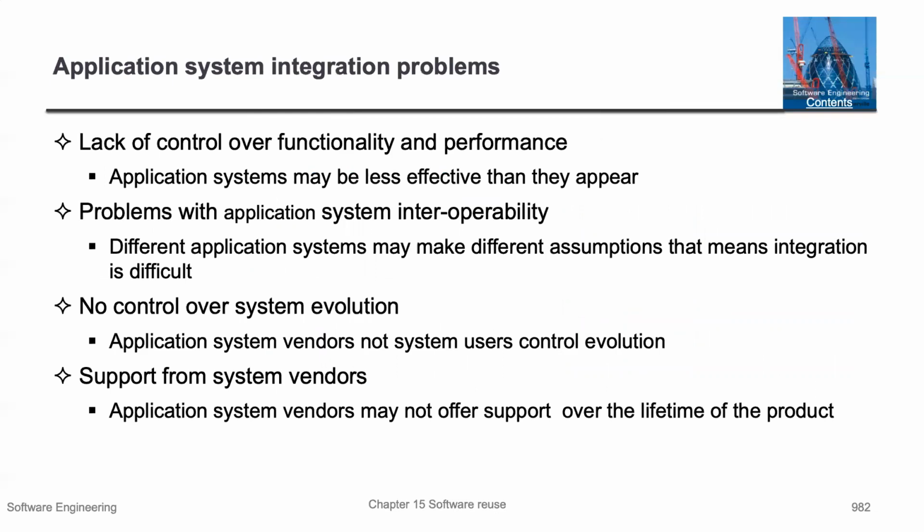So what are the issues with application system integration? There can be a lack of control over functionality and performance. The application systems may be less effective than they appear. There can be problems with application systems interoperability. Different application systems may make different assumptions, which means integration is difficult. There may be no control over system evolution. Application system vendors, not system users, control the evolution, and so it may be morphing in a direction that you might not want. And then you have to consider the support from system vendors. Application system vendors may not offer support over the lifetime of the product.